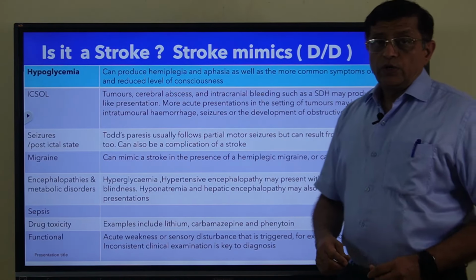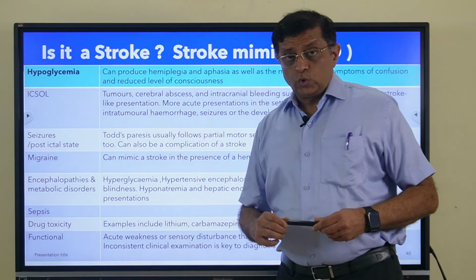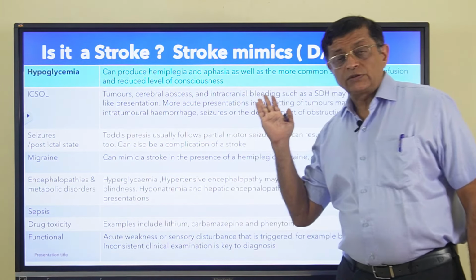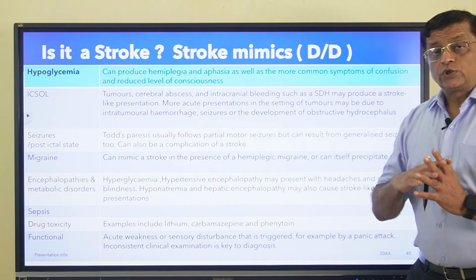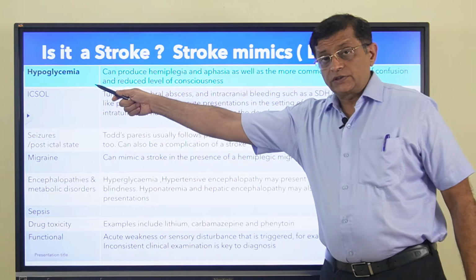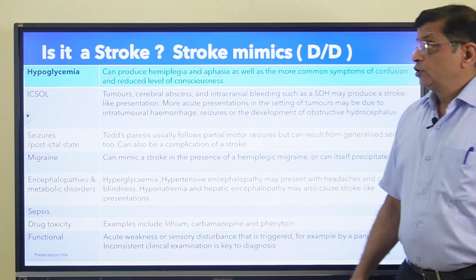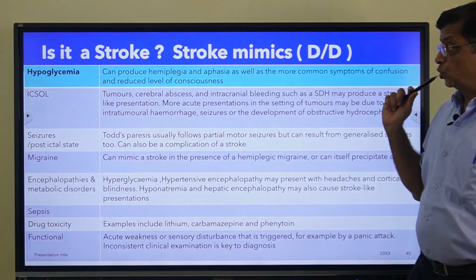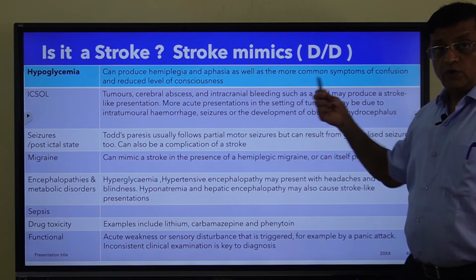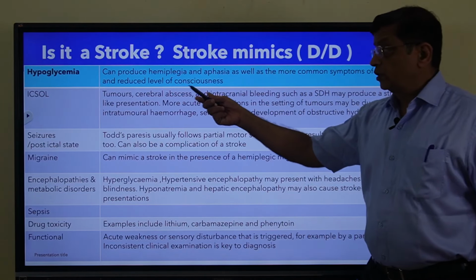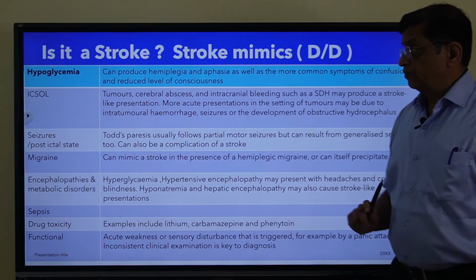Now before we go into the clinical features of stroke, let's briefly discuss stroke mimics. Stroke mimics are those conditions which look like stroke but are not stroke. The most common, as we have already discussed in the last lecture, is hypoglycemia. So do not forget to check blood glucose in every patient with suspected stroke. It can present with a variety of neurological deficits like aphasia and hemiplegia.